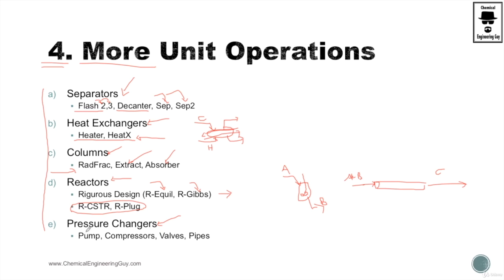Finally, pressure changers. As the name implies, these unit operations are used to modify pressure. The pumps and compressors, we're going to see much more on compressor curves and pump curves. Valves, how to interact valves with pipes, the size of pipes, schedule 40, 80, and so on.